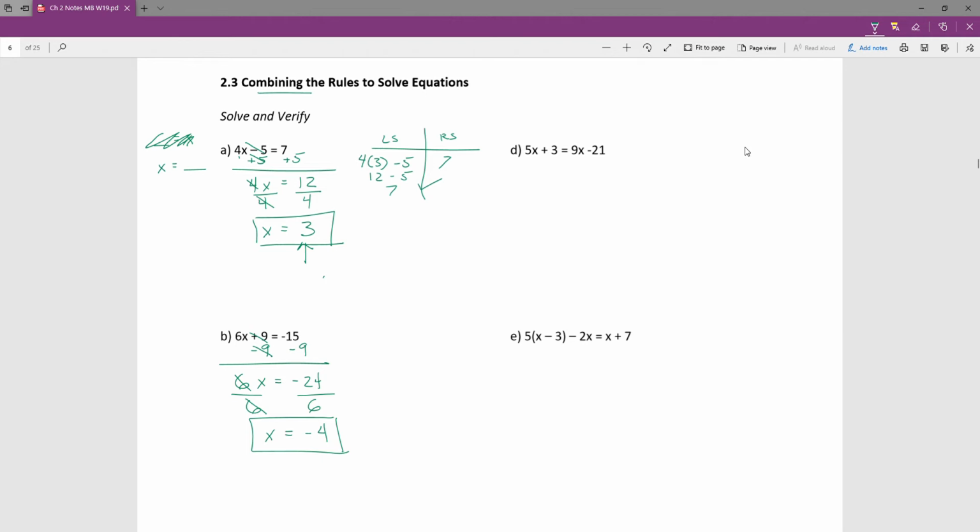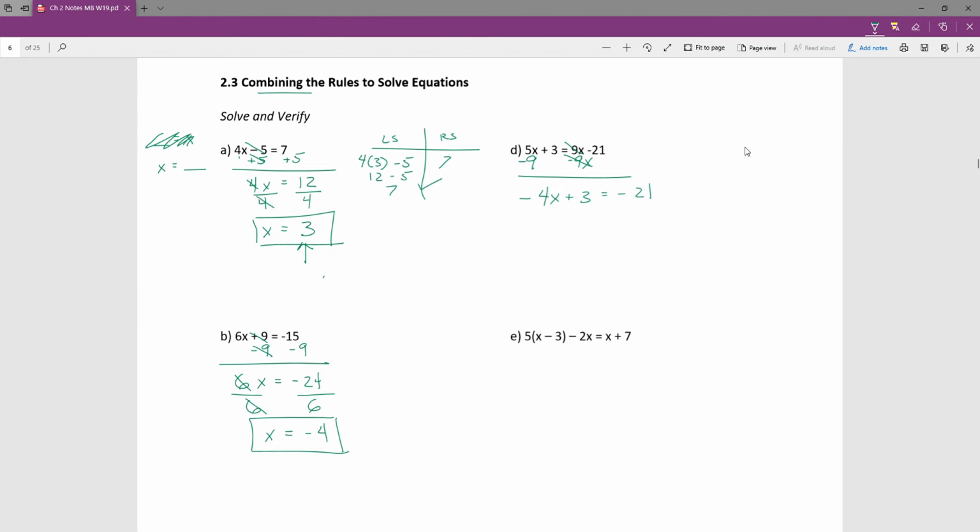We'll do D and E, and then I'll leave the last two for you to try a little bit more on your own. So D, I've got more going on. I'm going to pick on the x terms first. I'm going to move the x terms to the left-hand side and then move the whole numbers to the right-hand side. I'm going to use the addition property first and then the multiplication property. So I'm going to start by subtracting 9x from both sides, and what that's going to do is get rid of the 9x over on the right-hand side and bring it over to the left-hand side. So I get negative 4x plus 3 equaling negative 21.